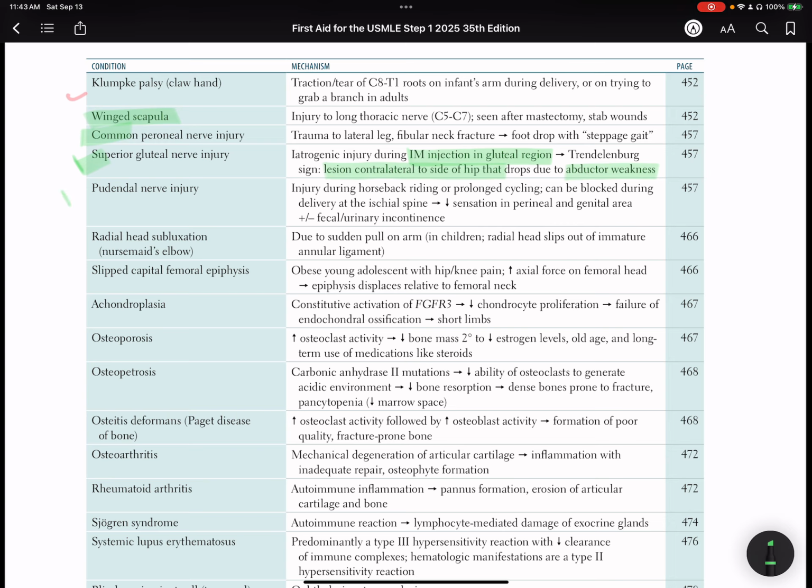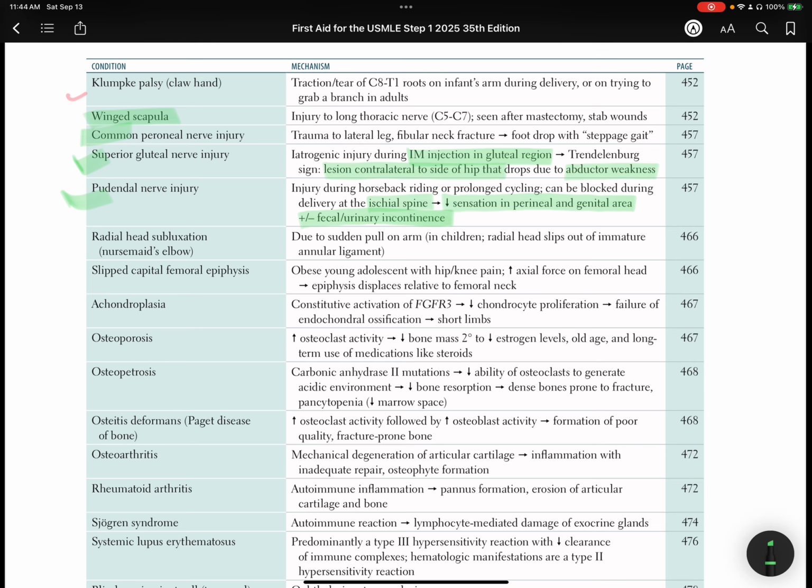Next is pudendal nerve injury. Injury during horseback riding or prolonged cycling; it can be blocked during delivery at the ischial spine. This leads to decreased sensation in perineal and genital area, and you can see fecal and urinary incontinence.